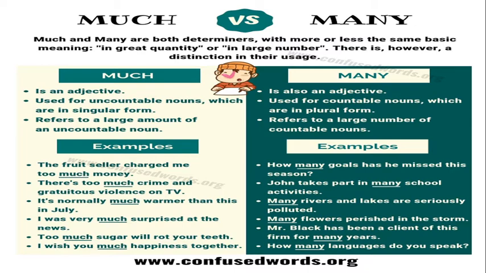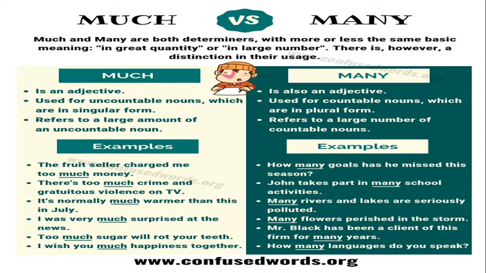So what is the difference between much and many? Much and many are both determiners with more or less the same basic meaning: in great quantity or in large number. However, there is a distinction in their usage. Much is an adjective, many is also an adjective. Much is used for uncountable nouns, which are in singular form. Many is used for countable nouns, which are in plural form.